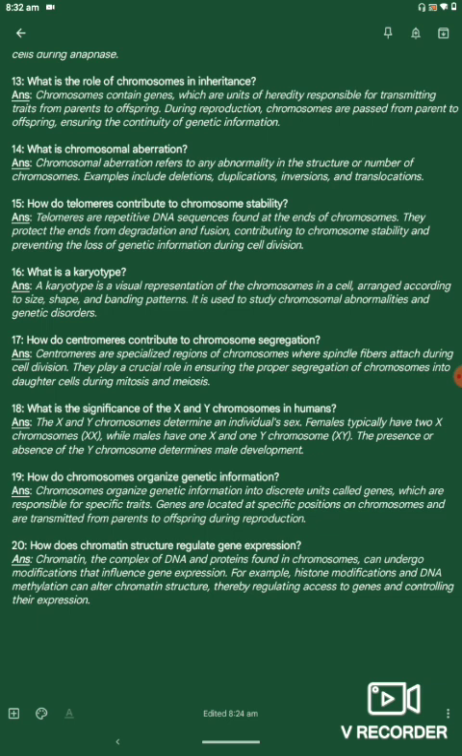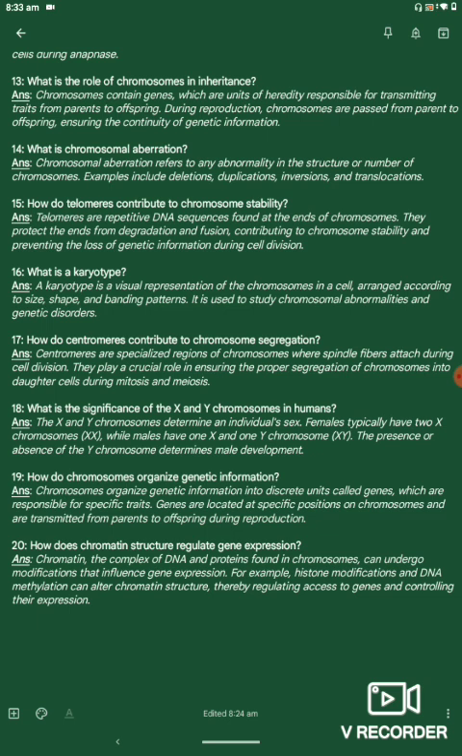Question 17. How do centromeres contribute to chromosome segregation? Answer. Centromeres are a specialized region of chromosomes where spindle fibers attach during cell division. They play a crucial role in ensuring the proper segregation of chromosomes into daughter cells during mitosis and meiosis.